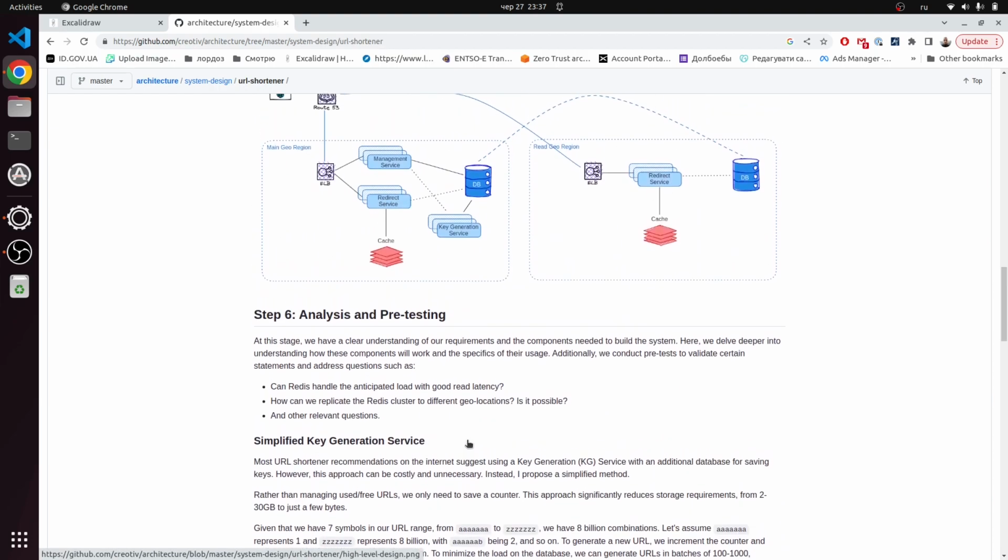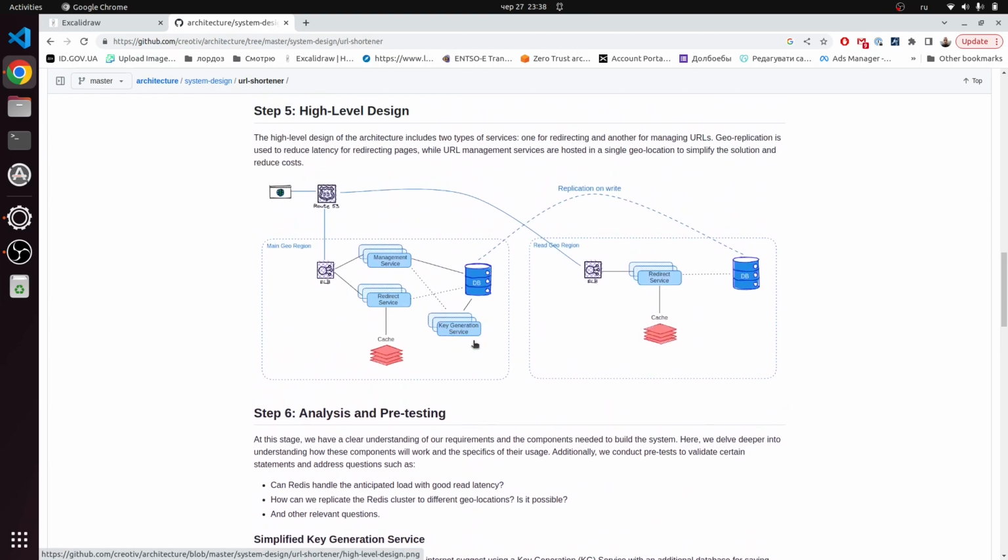I forgot to say something about our high level design. We'll use a geo application. For that we'll use DNS servers that can understand the geo region of the user and move it to the nearest region that we have.